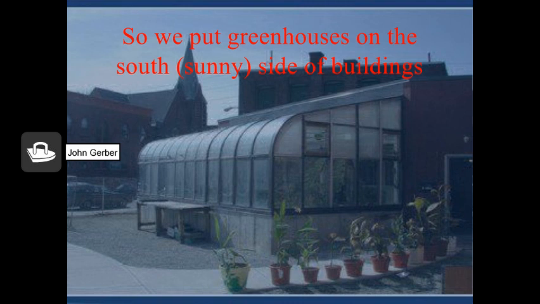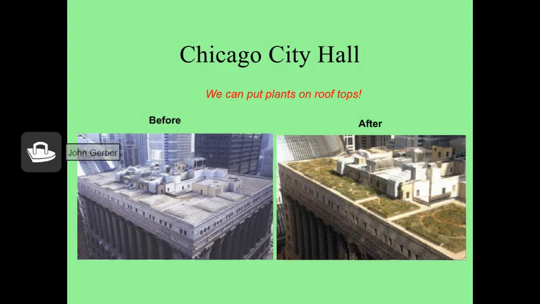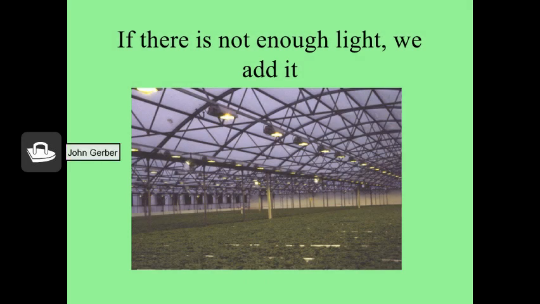Of course, in the northern hemisphere, we put our greenhouse on the south side of buildings, the sunny side. Here's a little greenhouse in Holyoke. Here's an interesting way to get plants out into the sunshine, putting them on rooftops. We're seeing more and more rooftop gardening these days, as it not only creates interesting places to work, but can grow food as well as cool the building. If there's not enough light, we can actually add high intensity discharge or specialty lamps in a greenhouse to grow plants.